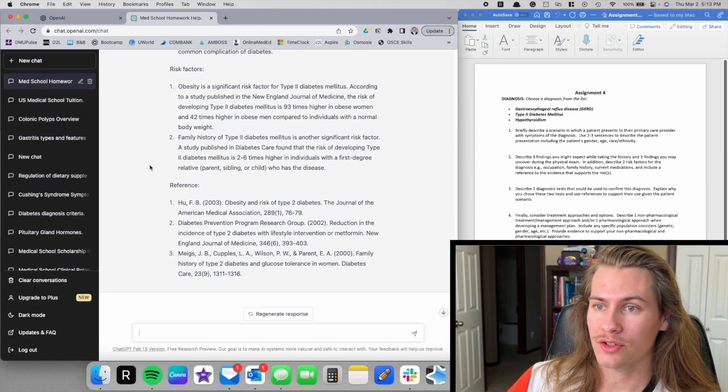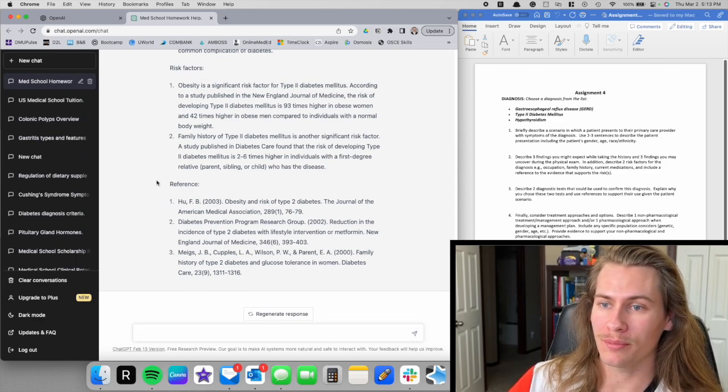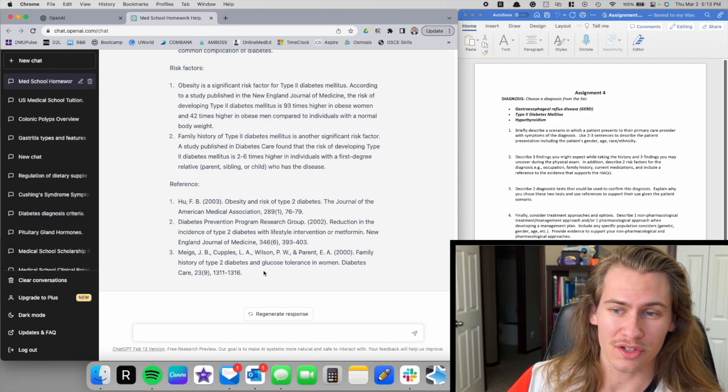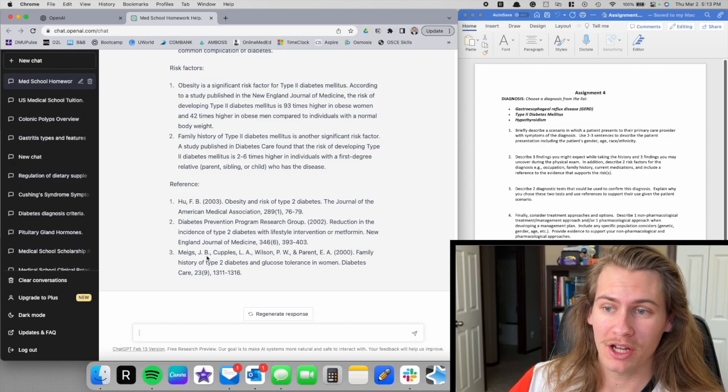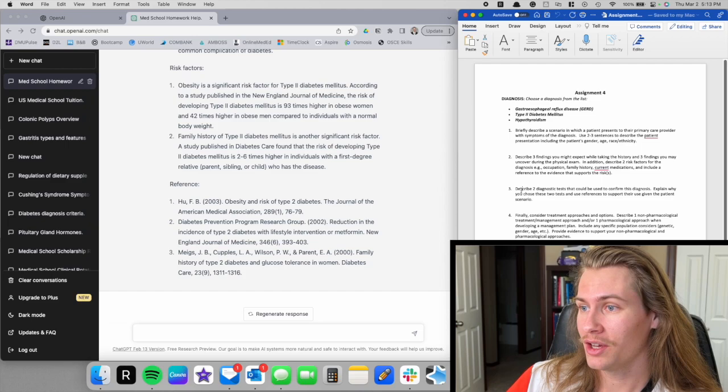Yep, family history is also another significant risk factor. Cool. And then we actually got 3 primary literature resources. They're a little old, 2000 to 2003, but they look like, I mean, Journal of American Medical Association, the New England Journal of Medicine, and I don't know that we have this is just a study, so I don't know where that one was published, but these are also given in AMA format, so that's pretty cool.